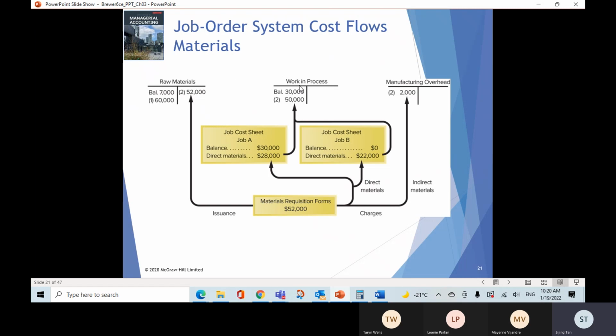Then this is the cost flow. You can see they give you a calculation actually. So the total material requisition is $52,000. And then $50,000 will go to work in process. $2,000 will go to manufacturing overhead.